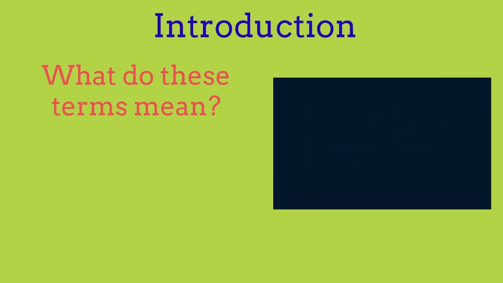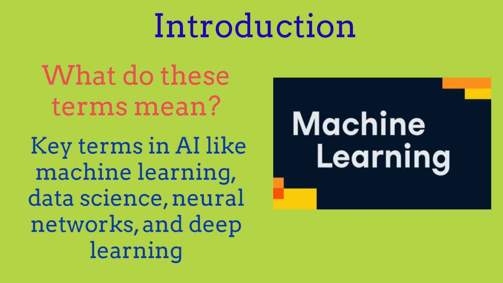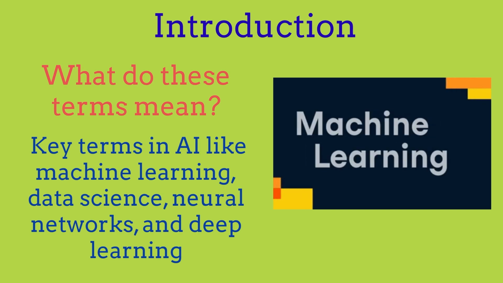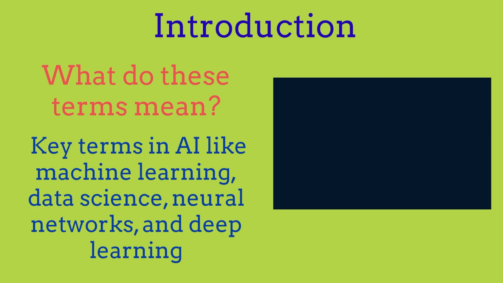So let's start off with the introduction for this video. Do you know what the following terms mean? The key terms in AI are machine learning, data science, neural networks, and deep learning. These are the key words and key terms that we're going to be covering throughout this video, and the words that we're going to be learning.